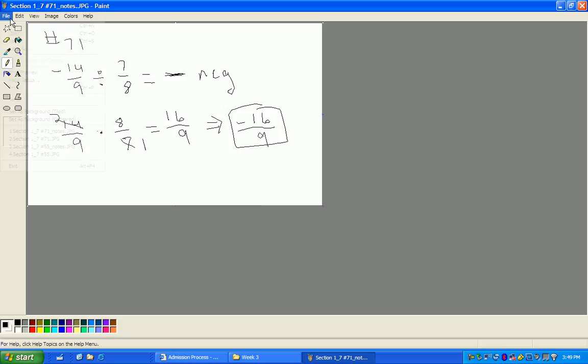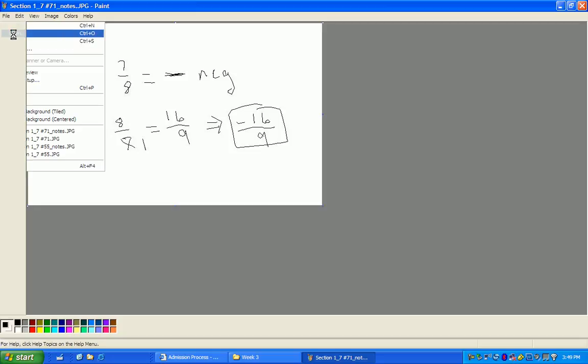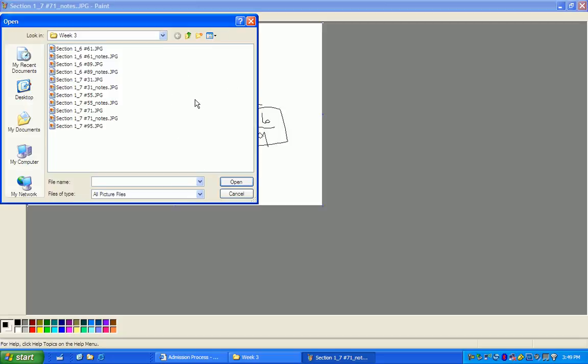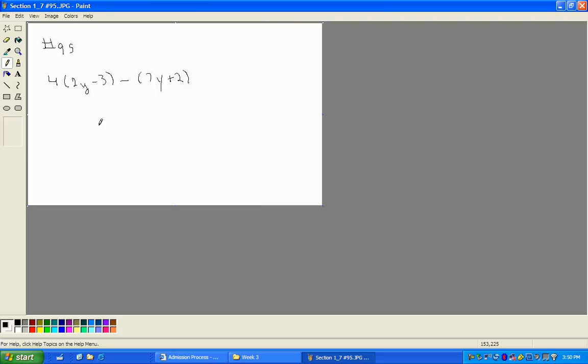And let's open up our last example. We're going to work on number 95. Number 95 combines everything you've learned to this point in the class. You see we have a variable in here, but we treat it no different. So the first thing we're going to want to do is use our distributive property to distribute that 4 to everything inside this first set of parentheses.